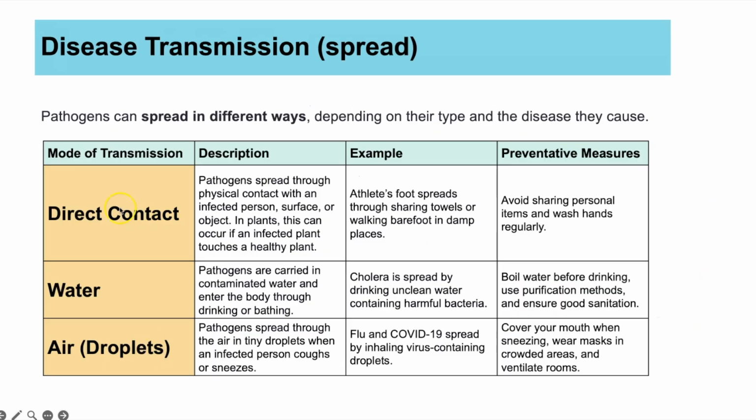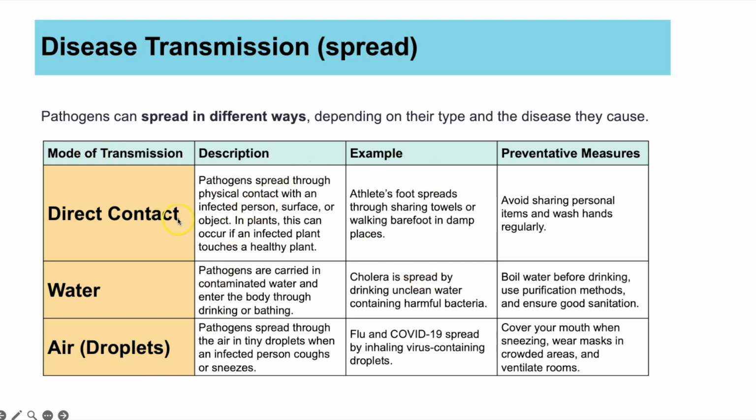So the way that these diseases are transmitted, or in other words, how the pathogens can be spread between different organisms, varies depending on the type of pathogen it is and the disease that they cause. The three modes of transmission that you need to know about are direct contact, transmitted through water, or transmitted through air or droplet infection. And this table summarises what these types of transmission mean.